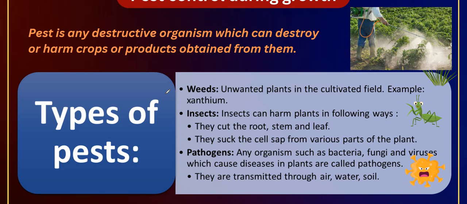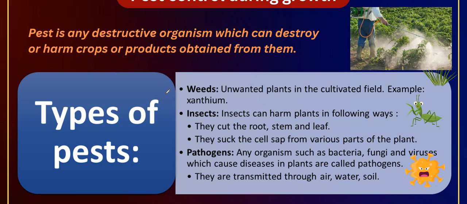Types of pests. First, weeds: unwanted plants that grow in a cultivated field, like xanthium. Then you must know about congress grass; it is the local name in India. Then you have insects such as grasshoppers, and birds. They harm the plant in the following ways: they cut the root, they start eating the plant, and they suck the cells from various parts of the plant, which may damage it. Pathogens means bacteria, fungi, viruses. They cause disease in plants.